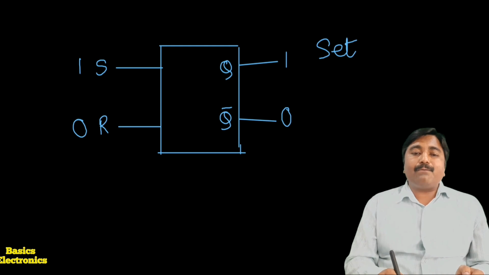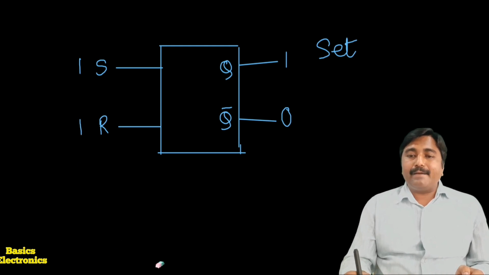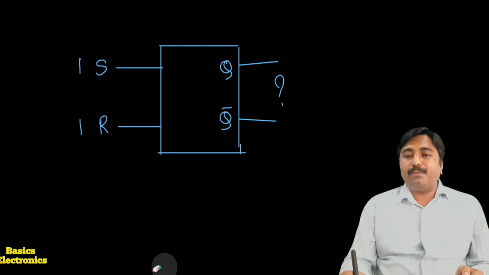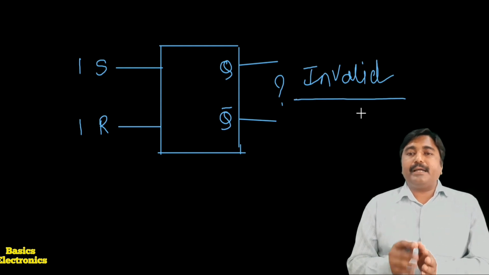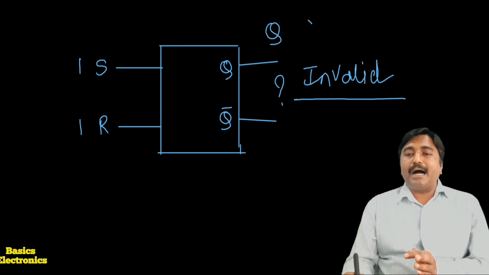When both are 1, 1, S equals 1 and R equals 1, we cannot define the state of the flip-flop. This condition we call the invalid condition. This is not according to the flip-flop theory, because as per the flip-flop theory, Q and Q bar are always complement to each other.